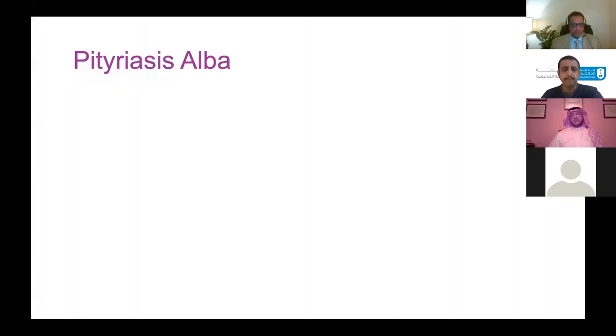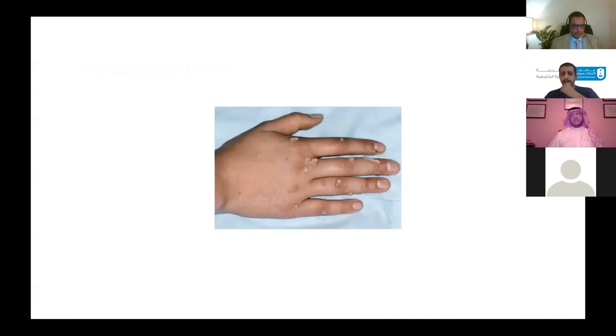This is the brother of that one. So this is pityriasis alba. It comes as white patches there. So again, it's the same as pityriasis rosea. It's a self-limiting disease and it goes away by itself. So what do we have here?